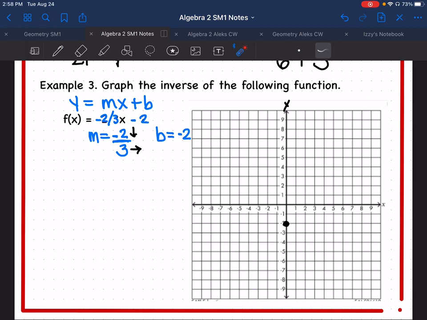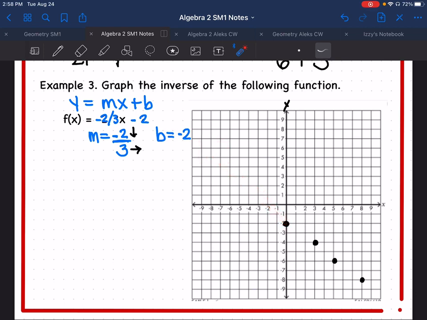Then I'm simply going to move 2 down, 1, 2, and then 3 to the right, 1, 2, 3. There's my next point. Sorry, I lost it. There we go. I'm just going to do this pattern a couple of times. I could continue until I ran out of space. This only allows me to see this part of the graph. I know that the graph continues in this direction because it is a line.